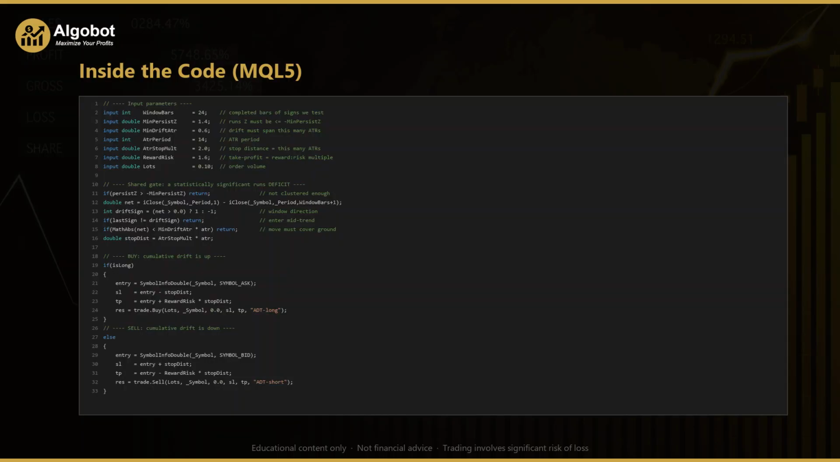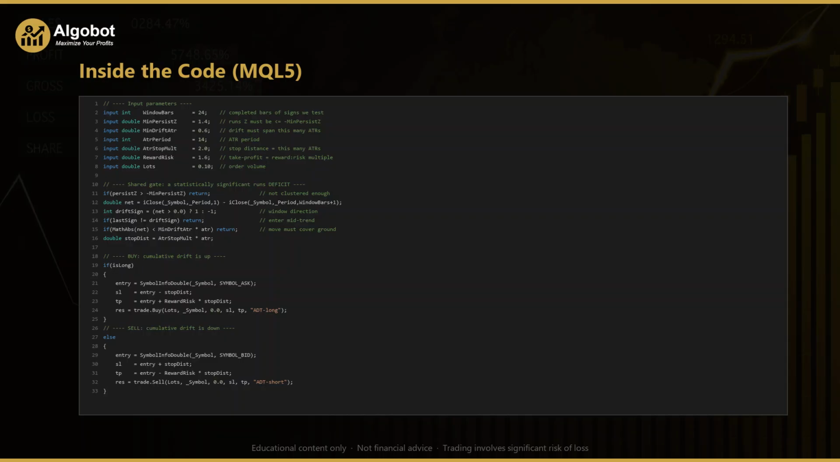Let's read the actual MetaQuotes language code you'd see in MetaEditor. At the top are the inputs. WindowBars sets how many bars of signs we test, defaulting to 24. MinPersistZ is the strictness of our trend proof. The run score must be at or below its negative, 1.4 by default. MinDrift requires the move to cover real ground. ATR period feeds the average true range, and AtrStopMult and RewardRisk shape the exits. Lots sets the order volume.